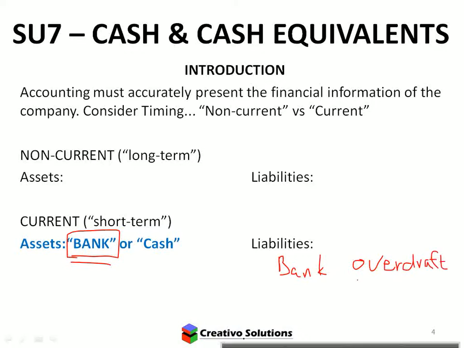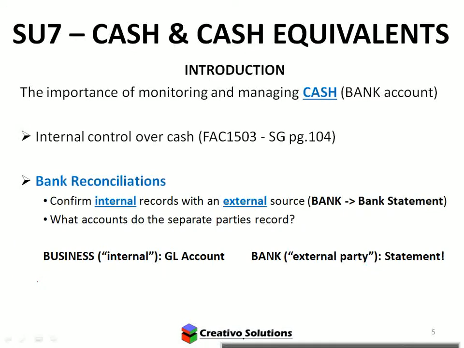Okay, in terms of the bank overdraft, that's called a liability, and a liability will have a credit balance. If I'm recalling the basics from last week, assets have a debit balance. So that's what we're looking at: short term, cash, bank, the bank statement, and we're confirming it with our records. What's in our books?